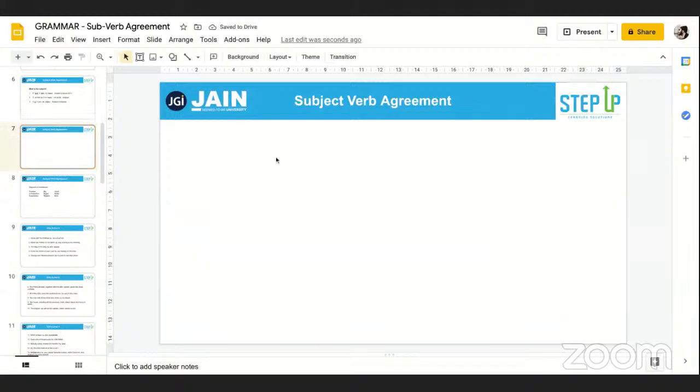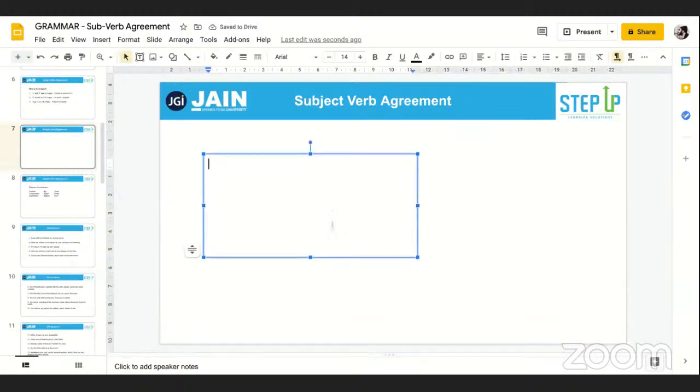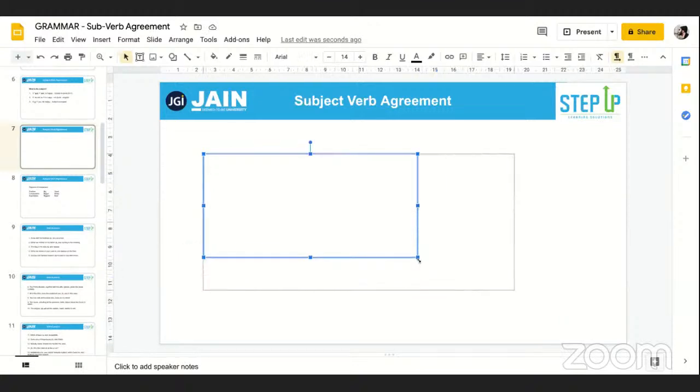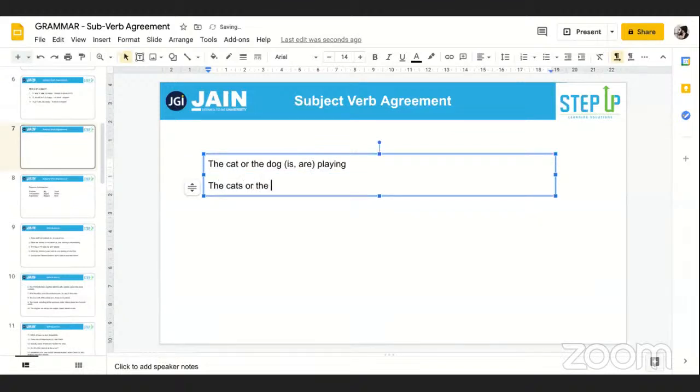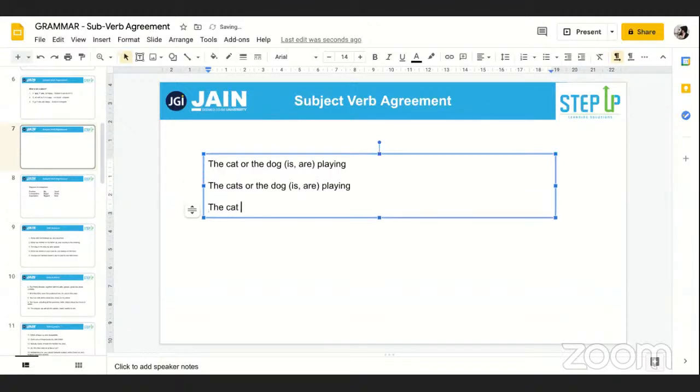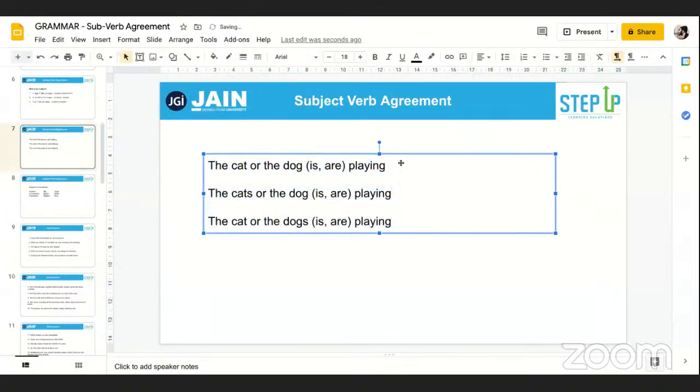Okay. Coming to "or" again. We had the example, right? The cat or the dog is/are playing. Then we have the cats or the dog again is/are playing. Then we have the cat or the dogs. The first one is "is," the second one is also "is," and the third one I think is "are."